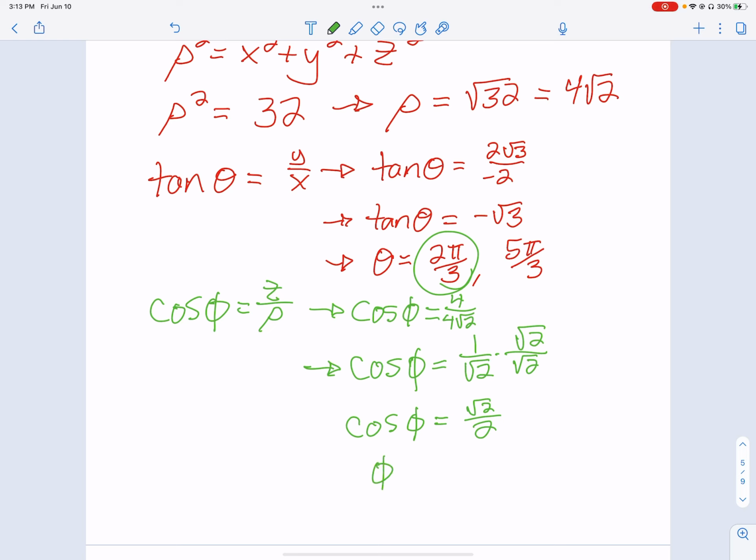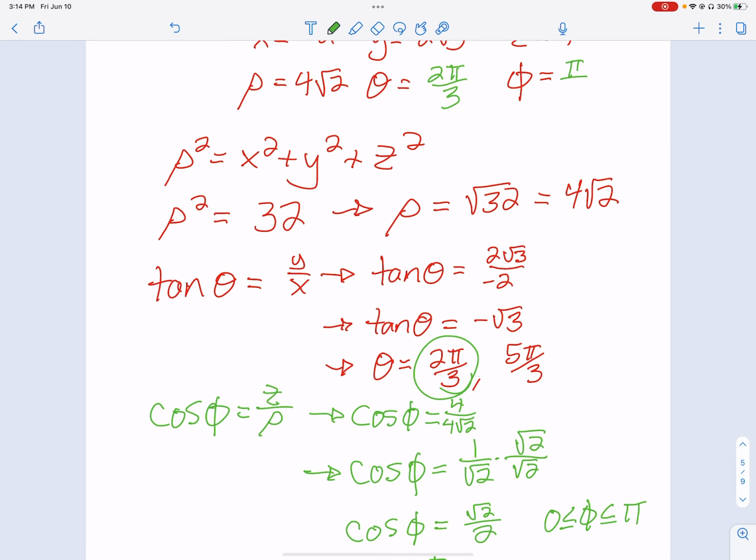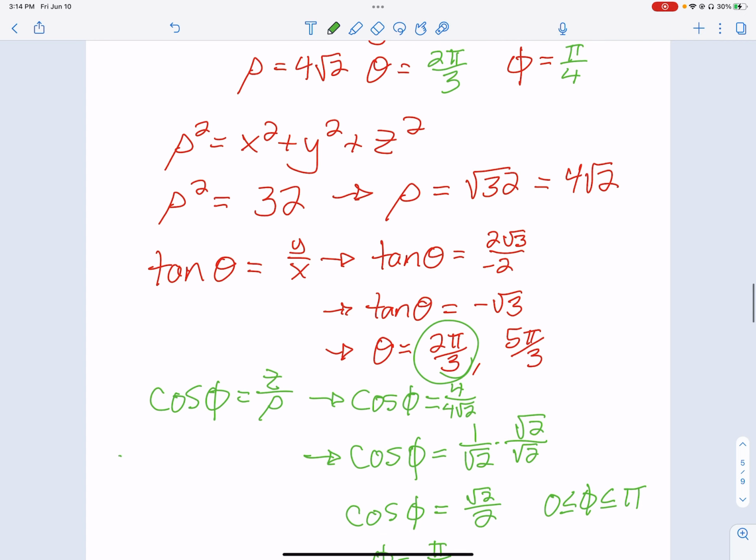I know that this, by the definition of phi, has got to be between these two. Has to. Think about the way it's defined. So phi, if I take the inverse cosine of root 2 over 2, I get pi over 4. So that is my last coordinate up there. So the point is 4 root 2, 2 pi over 3, and pi over 4.